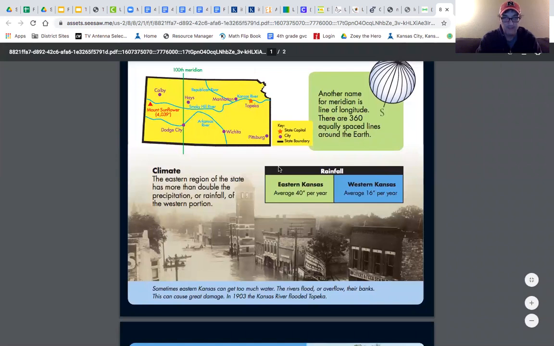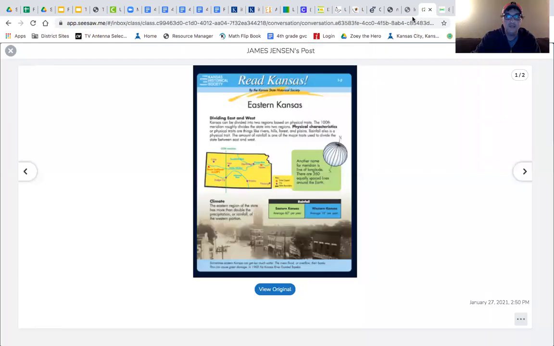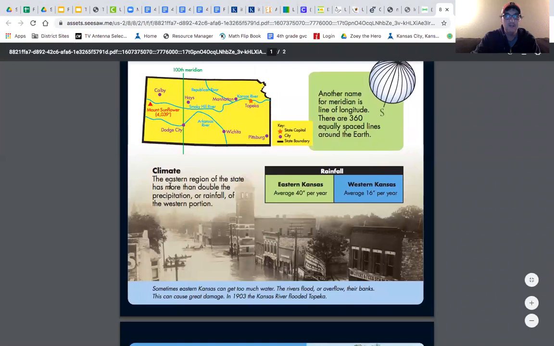And that's really the main difference. One region gets a lot more rainfall than the other. So western Kansas is a lot drier place than eastern Kansas. But let's talk more about eastern Kansas. They're talking about a difference in climate, and you saw that in our vocabulary page.